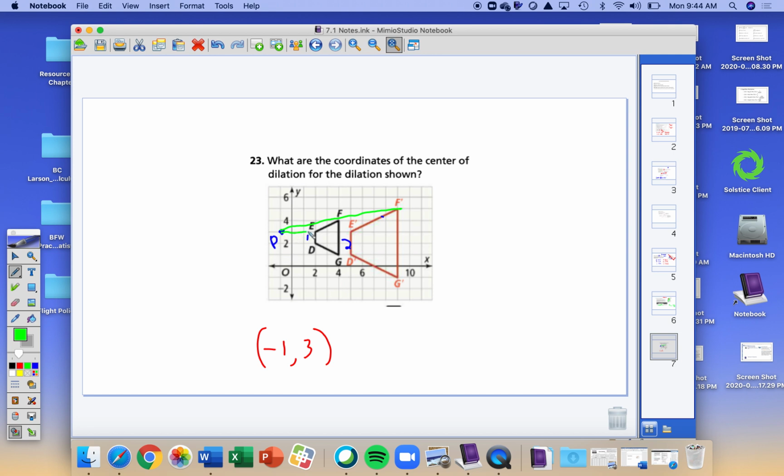So here's E to E prime. Here's D to D prime. And I can do it for G to G prime. All of the slopes would be the same for each image and pre-image, but they'll be double the distance from point P, because we found the scale factor K to be 2. I hope this helps.